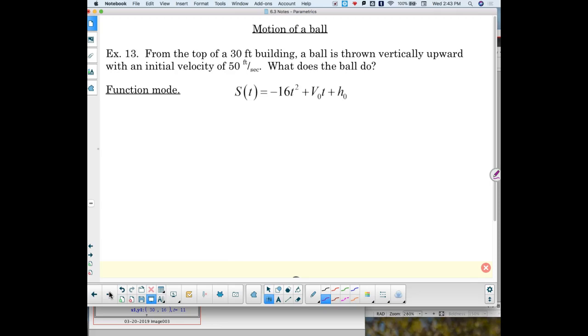So what's going to happen to the ball? It's going to come up. Remember, I'm standing up here on a 30-foot building.